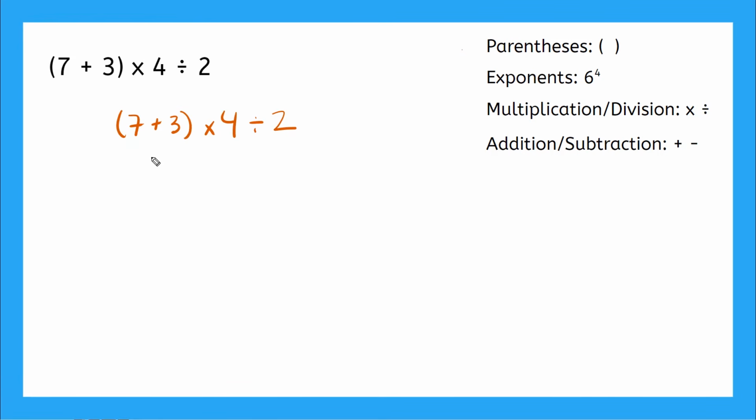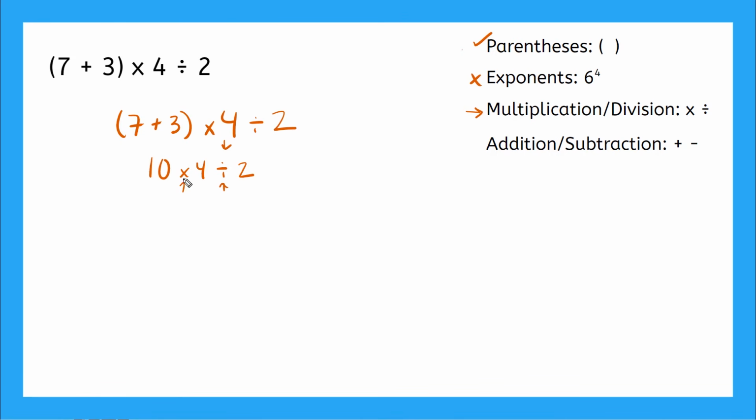7 plus 3, that gives me 10. I bring the rest of the problem down. So I have times 4 divided by 2. Perfect. So we did that. Do we have exponents? No exponents. Do we have multiplication and division in our problem? Yes, we have multiplication here and division. But these are on the same level, right? They're the same priority. So which one do I do first?